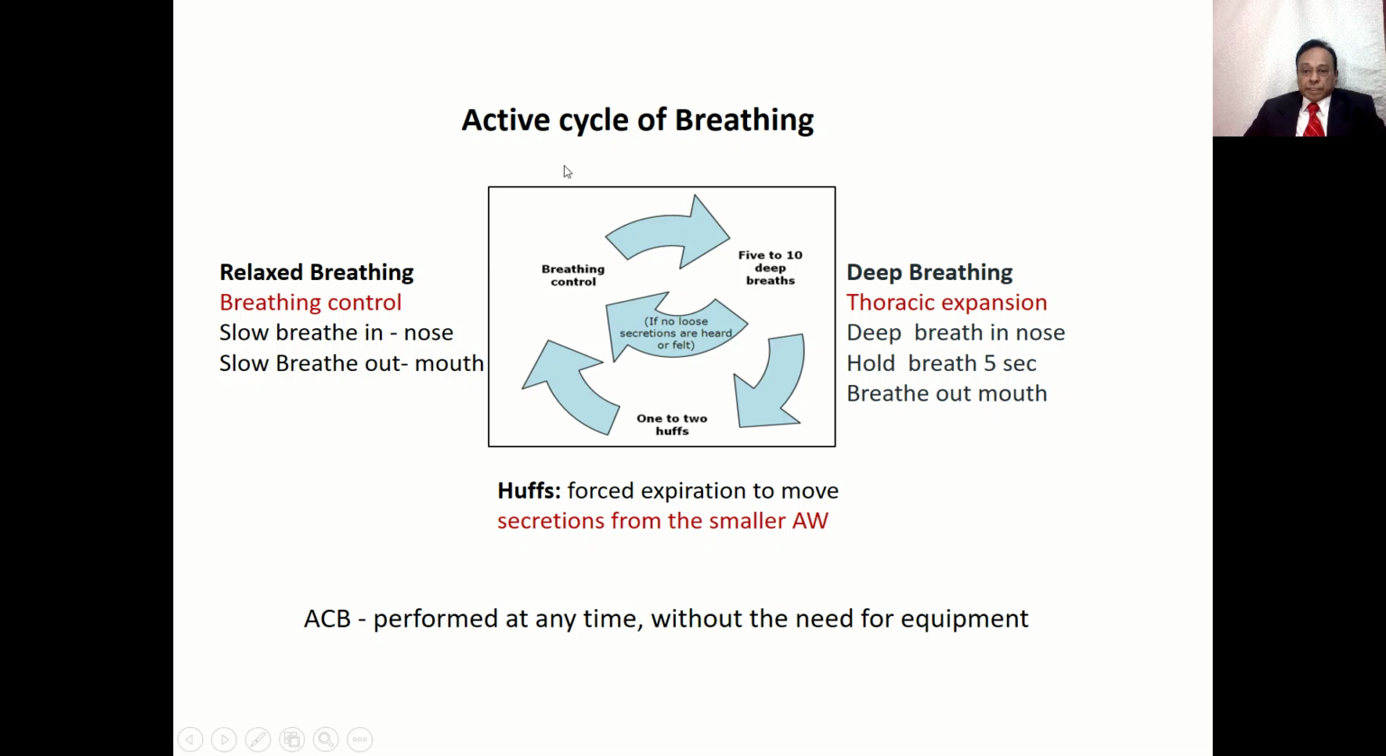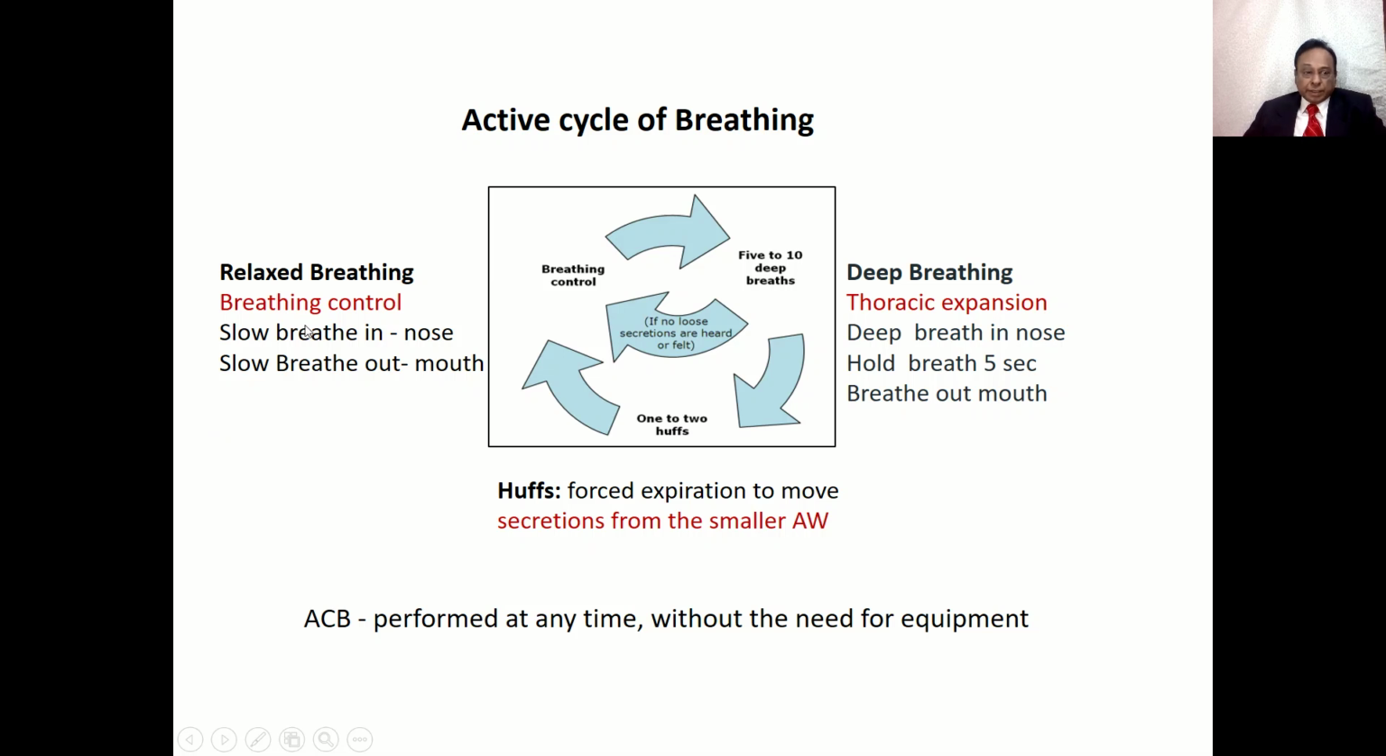The active cycle of breathing is a very, very important technique. I think recently it has helped a lot, because it can be done at any time, even while the child is watching TV. You can make the child do ACB, active cycle of breathing. Actually, this combines three techniques: relaxed breathing, deep breathing, and huffs.